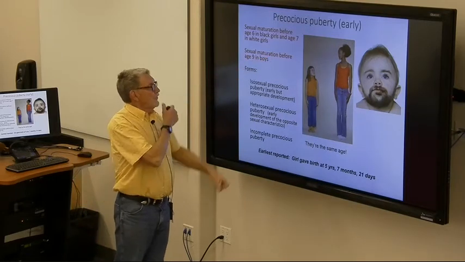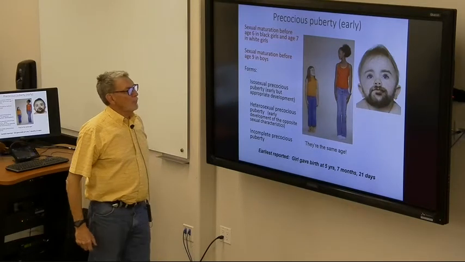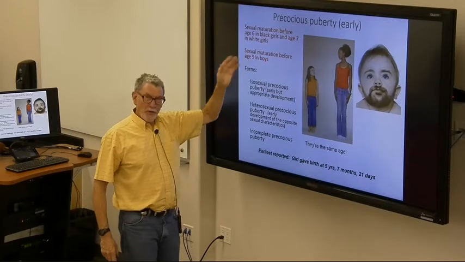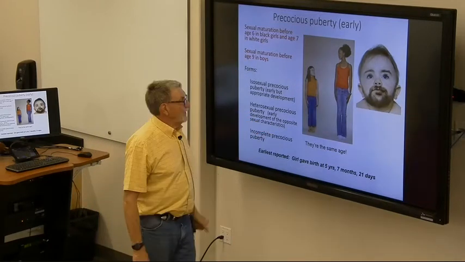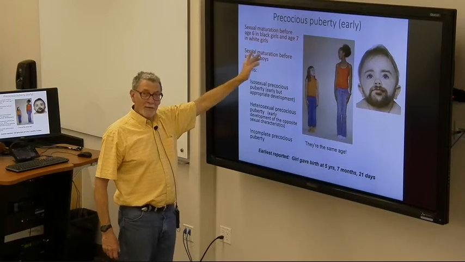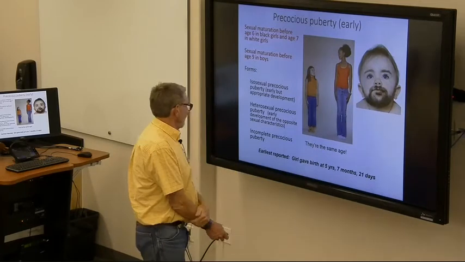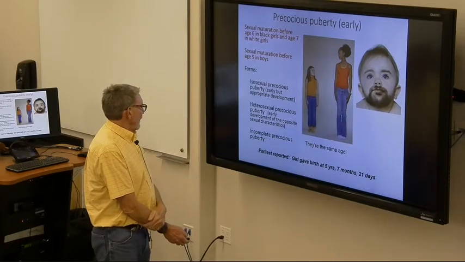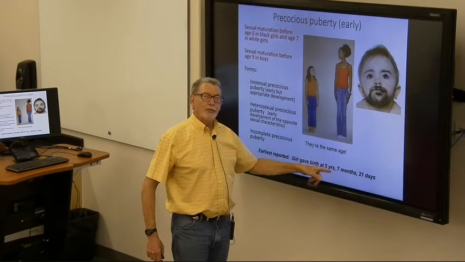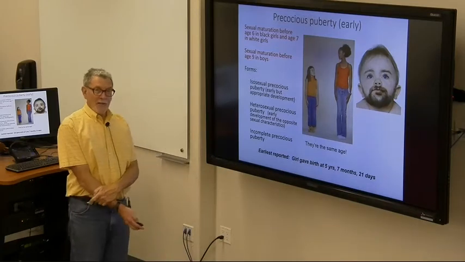Before age 7 in girls, before age 9 in boys. And black girls mature earlier than white girls. So actually, if you start maturing at age 6 or 7 as a black girl, it's not considered premature, which is kind of amazing. Earliest reported girl gave birth at 5 years, 7 months, and 21 days. That's early.